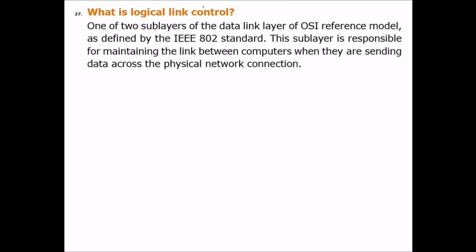What is Logical Link Control, or LLC? It is one of the two sublayers of the data link layer. One is MAC, the other is logical link control; in the data link layer we have MAC and LLC. This is in the OSI, Open System Interconnection Reference Model of ISO. This is defined by the IEEE 802 standard, and this sublayer is responsible for maintaining the link, as the name suggests, logical link control between computers when they are sending data across a physical network connection.